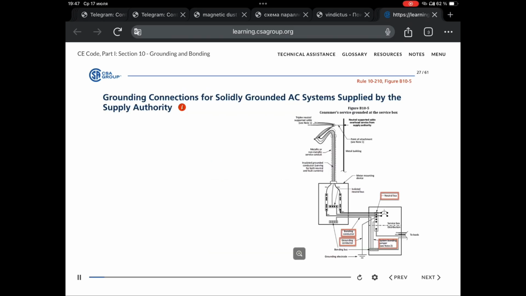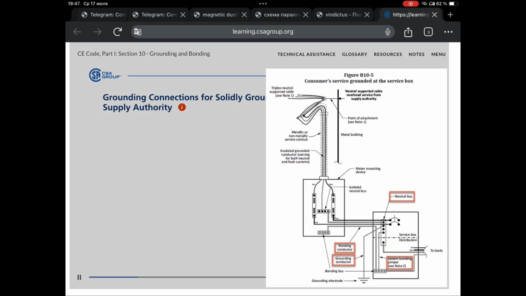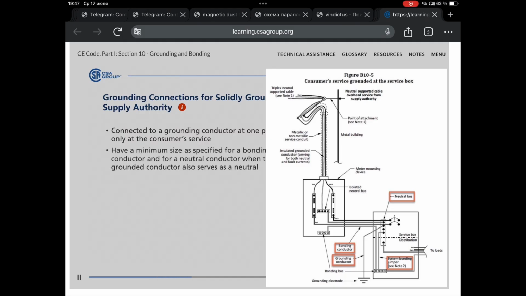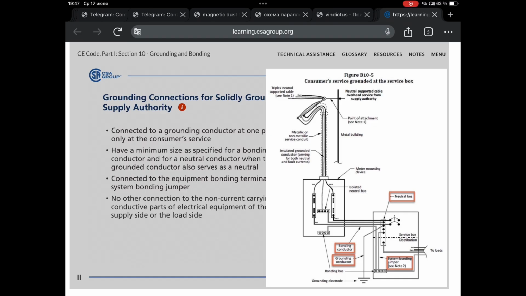The grounded conductor of a solidly grounded AC system supplied by the supply authority shall be connected to a grounding conductor at one point, only at the consumer service. Have a minimum size as specified for a bonding conductor and for a neutral conductor when the grounded conductor also serves as a neutral, and be connected to the equipment bonding terminal by a system bonding jumper, and have no other connection to the non-current carrying conductive parts of electrical equipment of the supply side or the load side where the grounding connection is made.